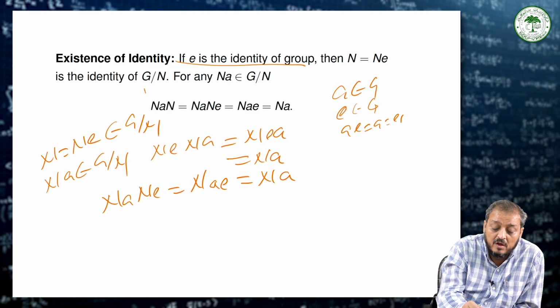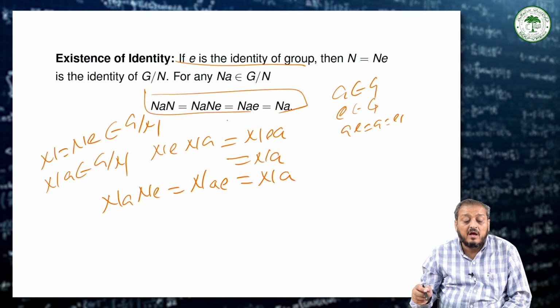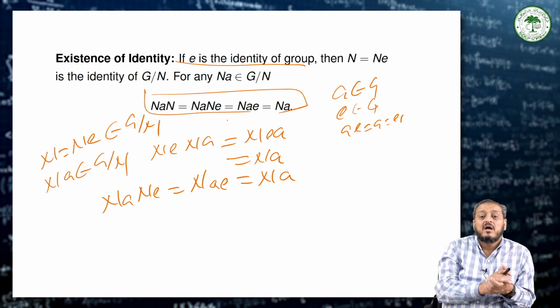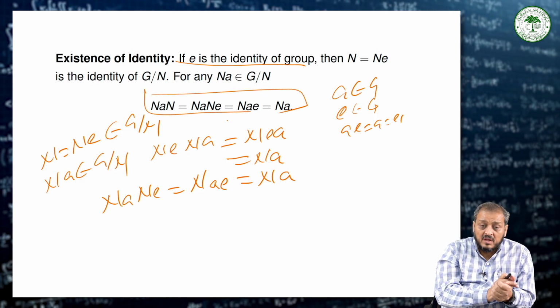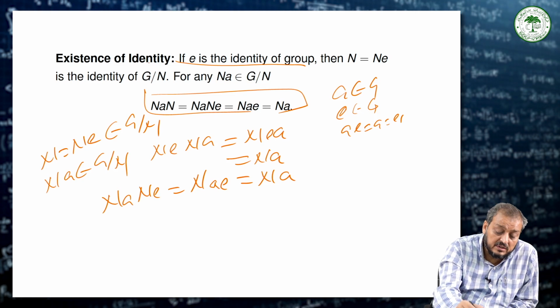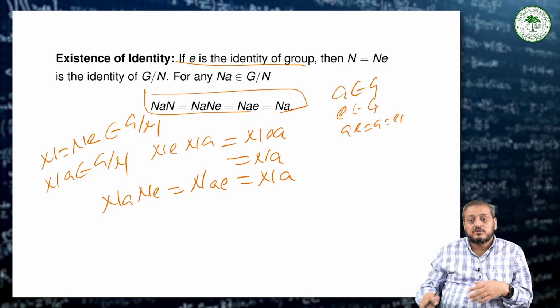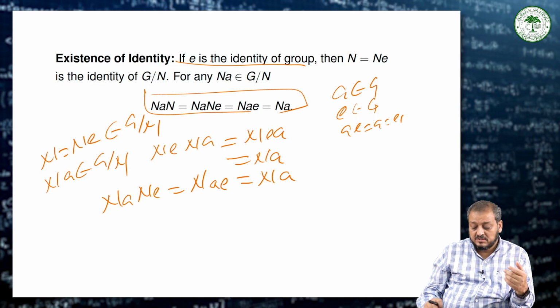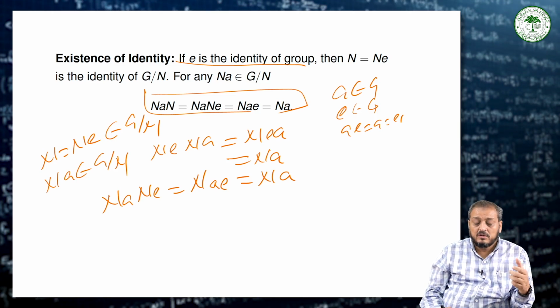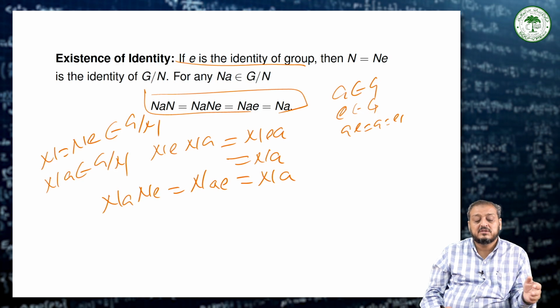So this means we can say simply that this N is the identity of G by N. This G by N is a collection of all the right cosets. Then the inverse also exists in this case. The identity also exists in this case.